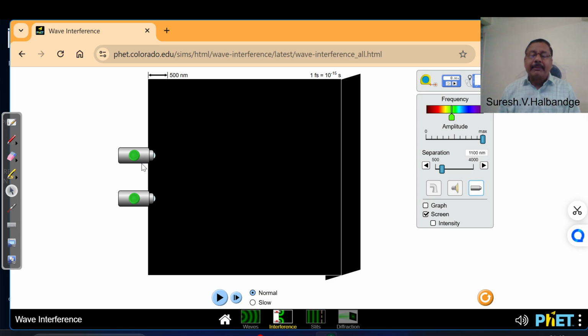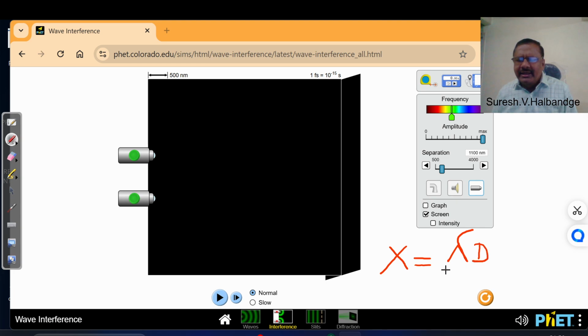There is a concept called bandwidth. What is the bandwidth? The distance between the two successive bright or dark bands in the interference pattern is called the bandwidth. And we observe that the bandwidth is given by a formula. I will write the formula here. Bandwidth X is equal to lambda into capital D divided by small d. This is the formula for bandwidth.